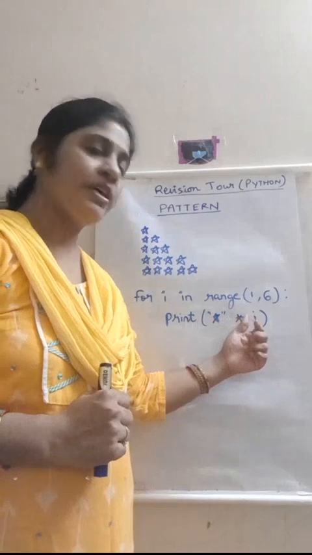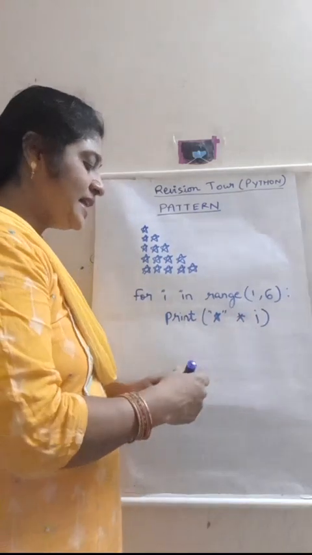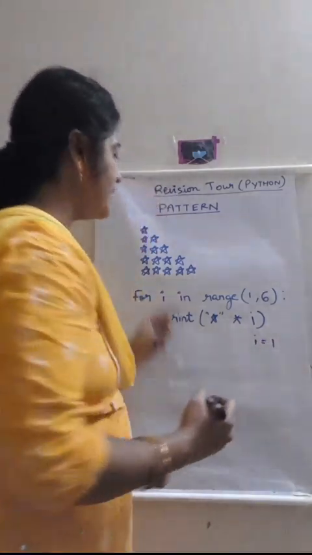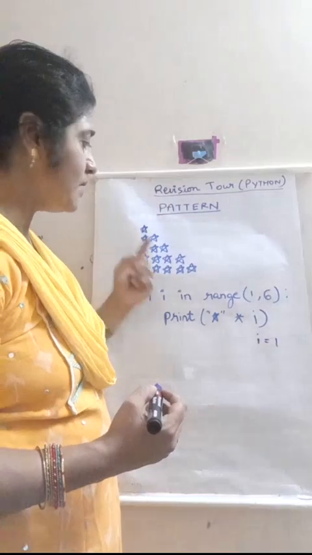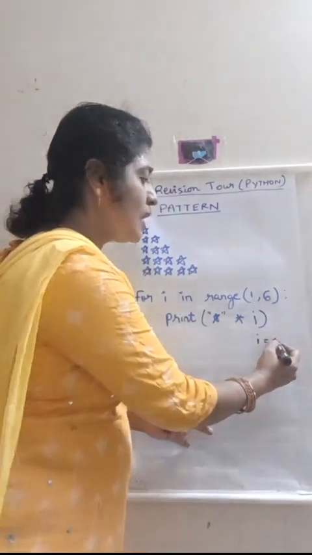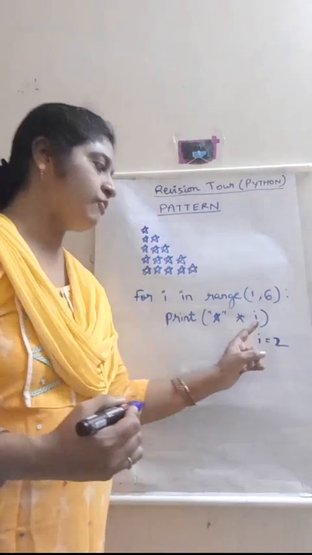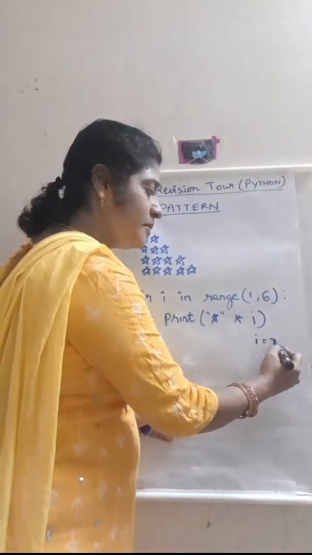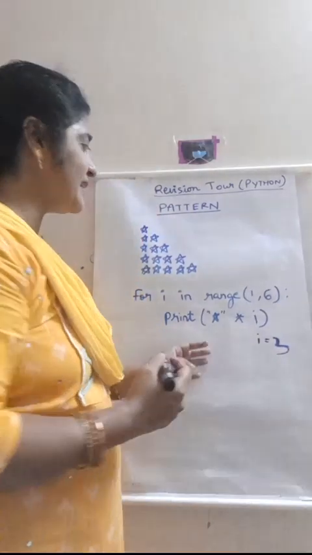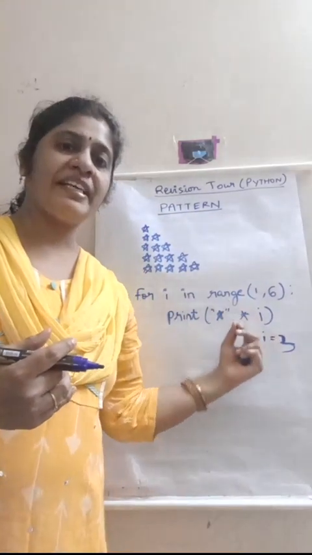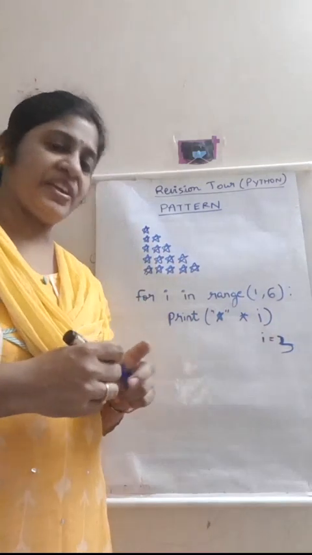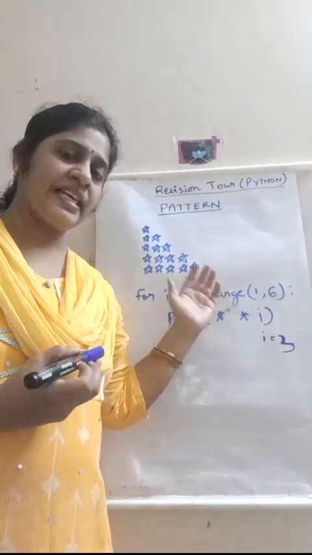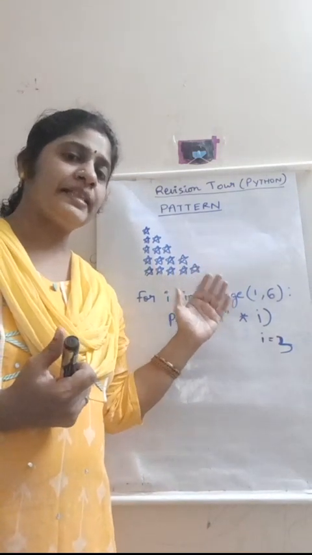The asterisk will be displayed I number of times. When I is equal to 1, the asterisk will be displayed 1 time. When I is equal to 2, the asterisk will be displayed I number of times, 2 times. When I is equal to 3, it will be displayed 3 times. Like that, the loop will continue for 5 times to display up to 5 asterisks in a row. So this is how we write a simple program to display the asterisk.